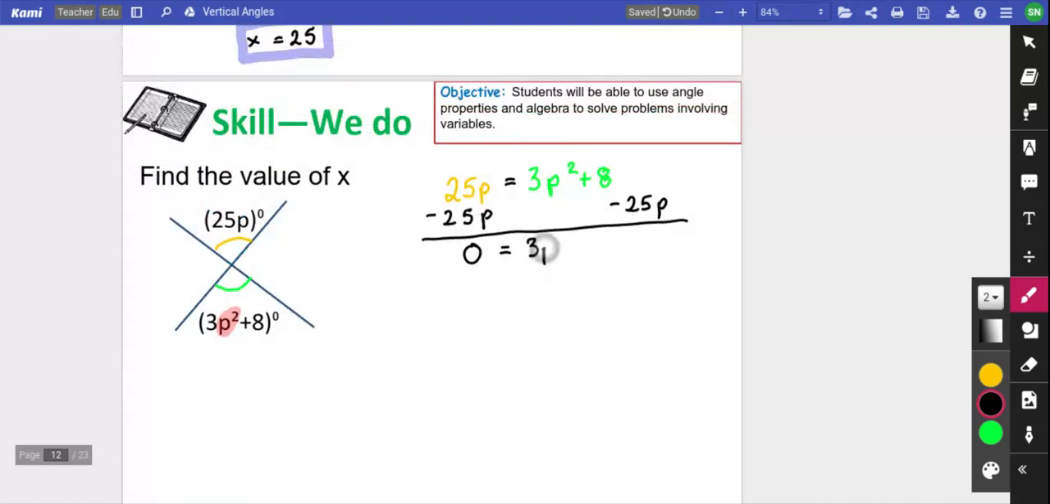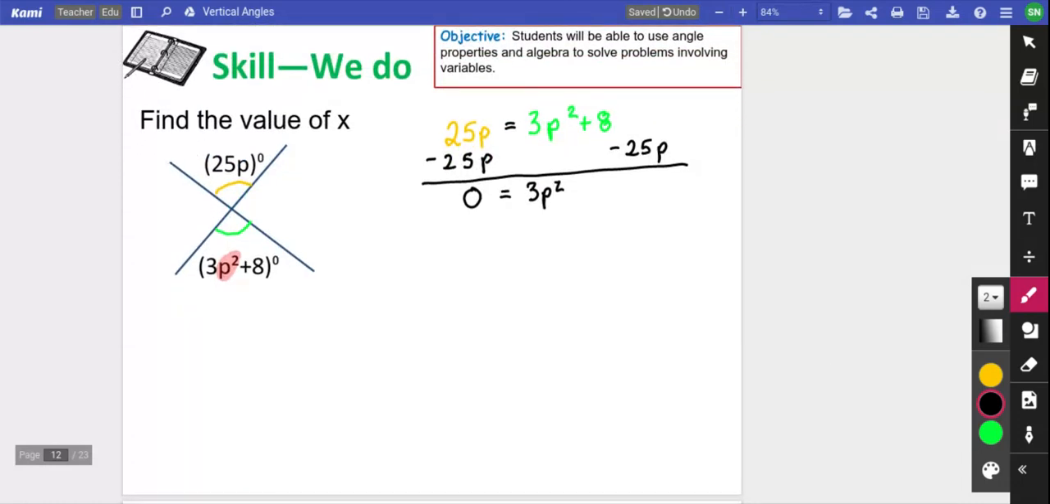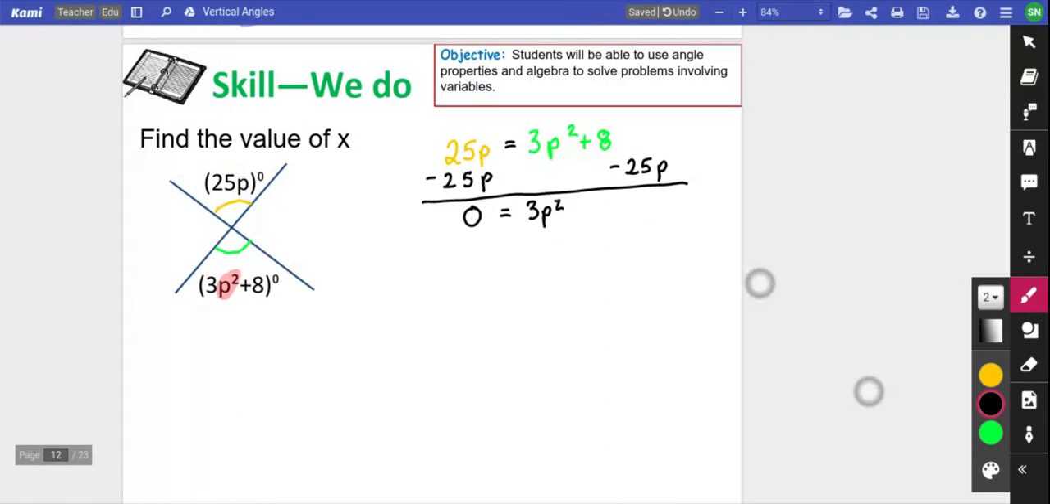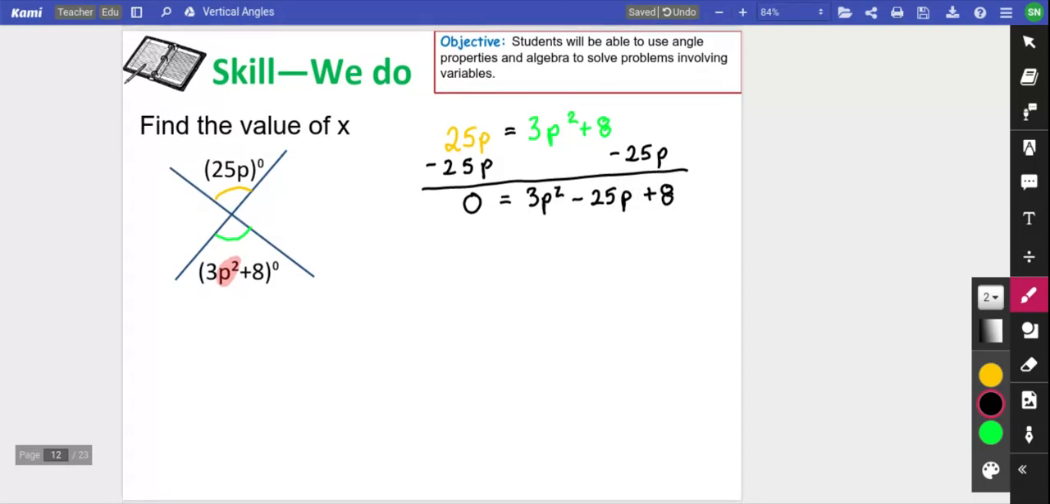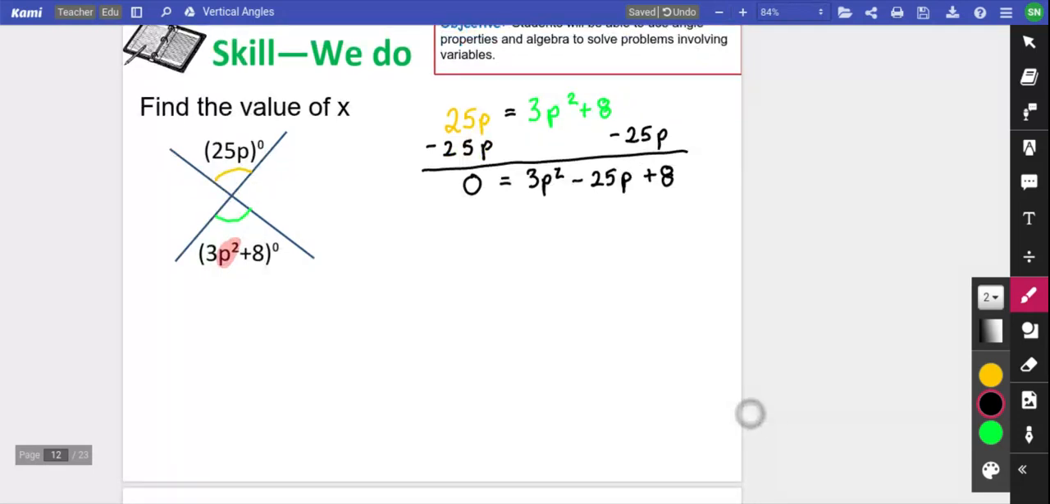So I get 3p squared, that is the term with the highest exponent. Then we have minus 25p, and we put the constant at the end. Now that everything is on one side and 0 on the other, we will be able to factor. I'll use the pound sign method to factor.